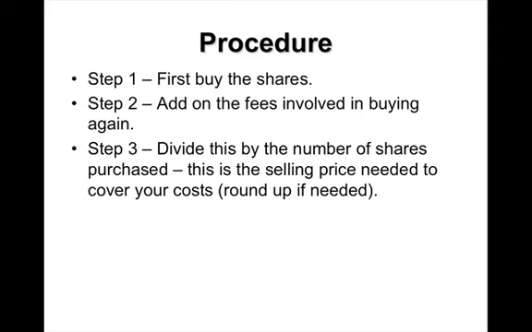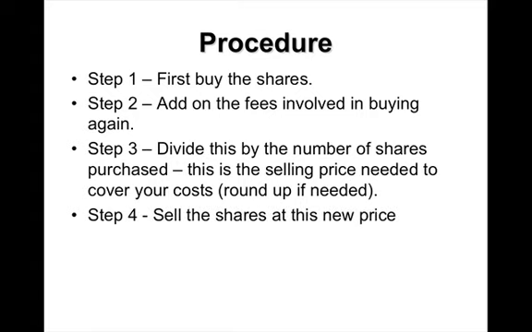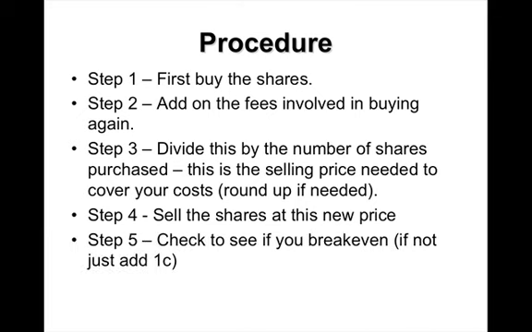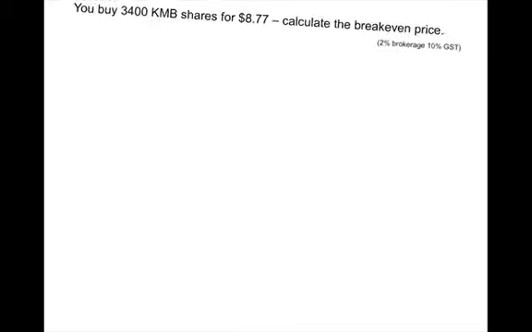Now you may need to round this up a bit because when you sell them at a higher price, your brokerage and GST is going to be higher. Then what you do is you sell all the shares at the new price to check to see if you've broken even. If not, then you need to add a cent. Generally you need to add a cent to your break-even price, and that should cover your costs. But you must do this step 4 of selling the shares, otherwise you cannot show that you've actually broken even, and you need to be able to show that in a question. So let's have a look at an example. It's the best way to go.